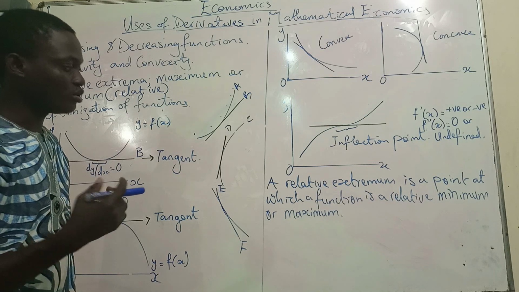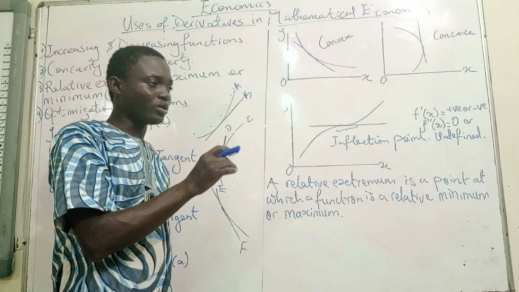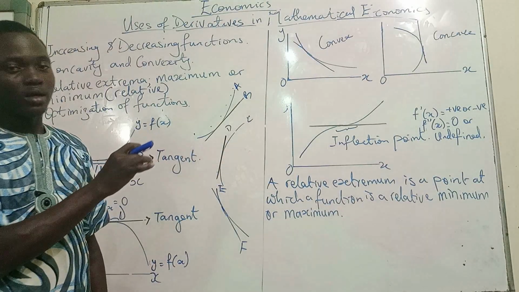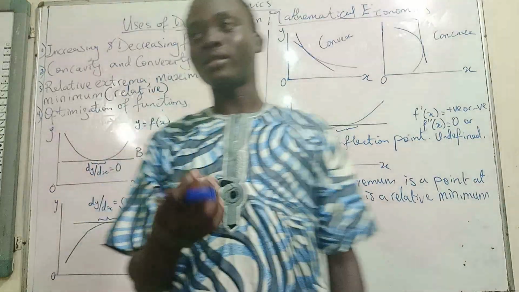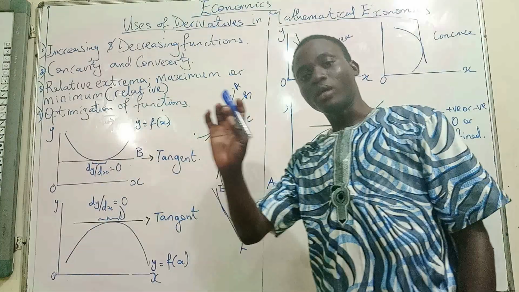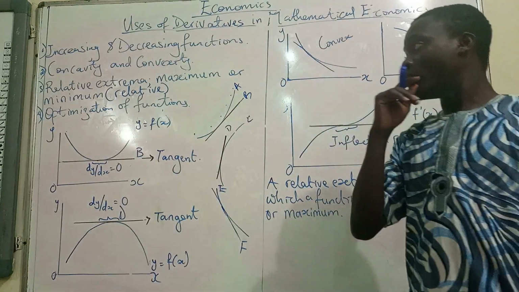So you are just trying to know if a function is expressing a lowest point or a highest point. If it's expressing the lowest point, we call that a relative minimum, and a highest point, we call that a relative maximum.